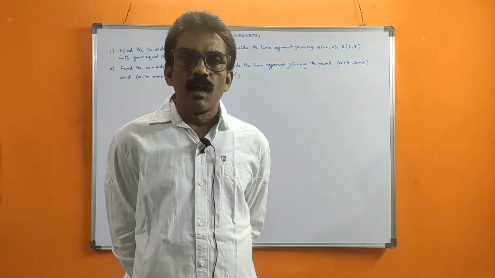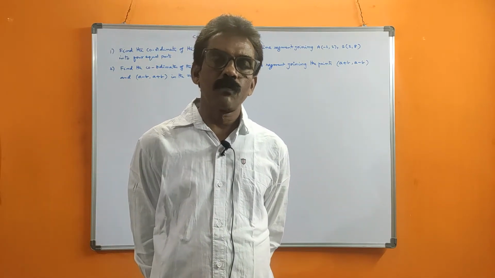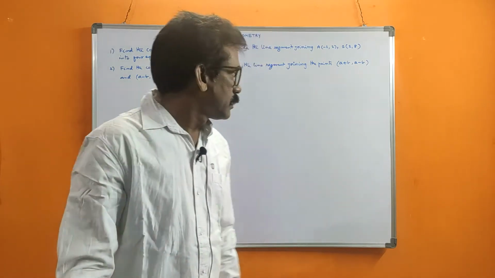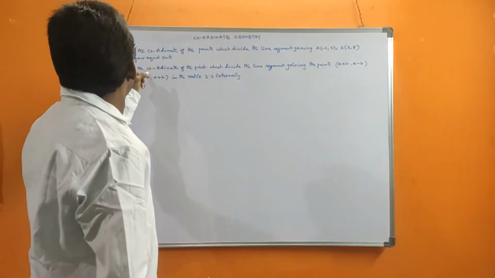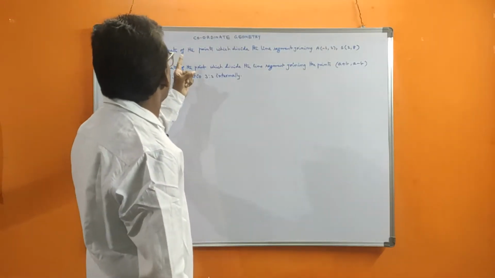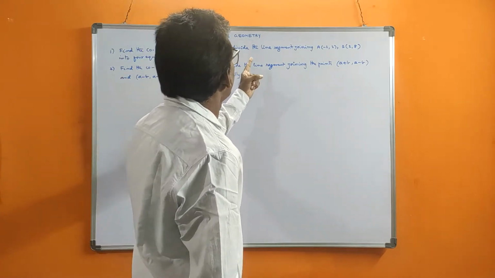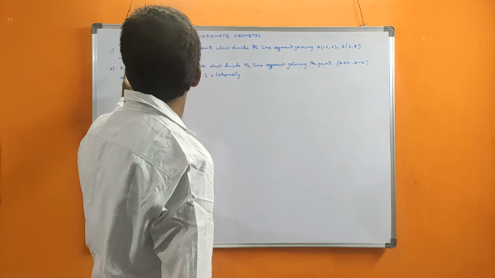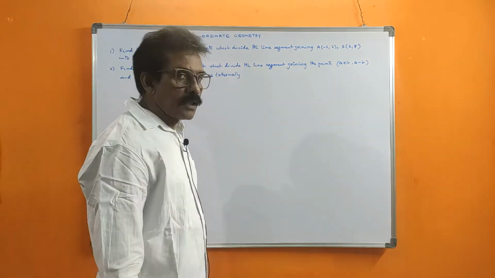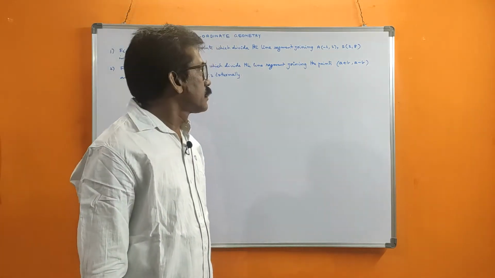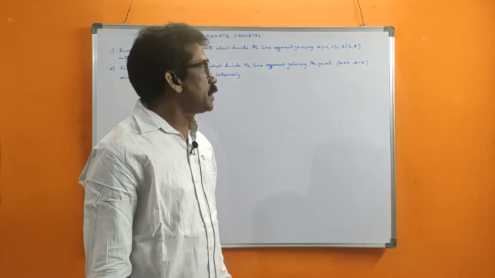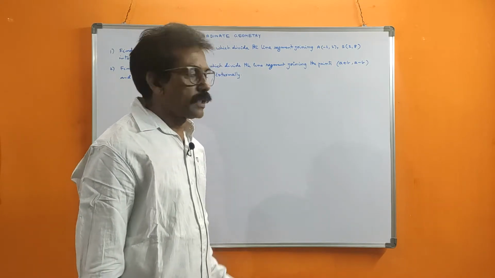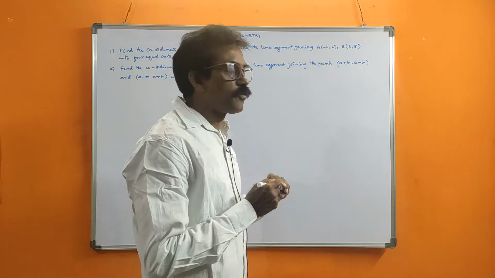In this video, I want to explain some more numerical problems on coordinate geometry. Now you see, the first problem is: find the coordinates of the points which divide the line joining A(-2, 2) to B(2, 8) into 4 equal parts. That means two points are given, A and B, and the line joining them is to be made into 4 equal parts.